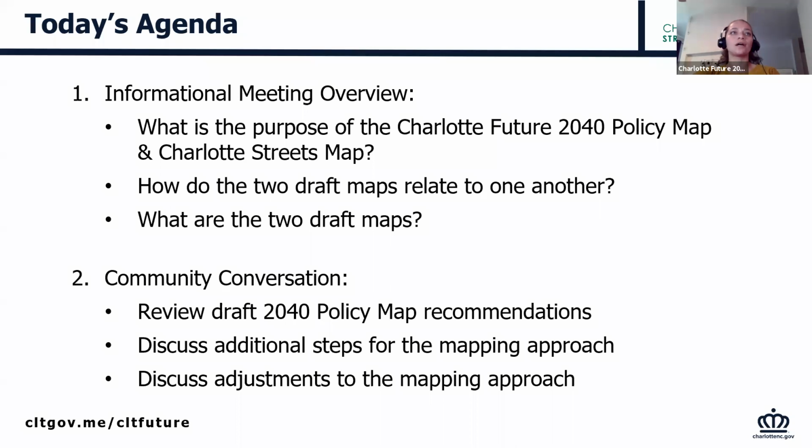On the agenda for today, the meeting will be broken out into two parts. The first part will be a quick overview of the Charlotte Future 2040 policy map, as well as the Charlotte Streets map. And then we'll go into the community conversation piece where we'll really look at the draft 2040 policy map recommendations for this specific geography. And then we'll do some interactive polling, and we'll look at the actual map and open it up for Q&A and discussion on maybe any adjustments or anything that is of concern on the policy map.